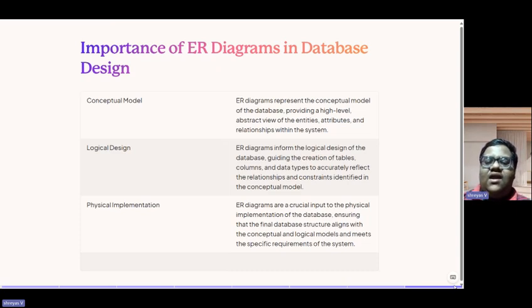Logical design. ER diagrams inform the logical design of the database, guiding the creation of tables and columns to accurately reflect the relationships and constraints identified in the conceptual model. Physical implementation. ER diagrams are a crucial input to the physical implementation of the database, ensuring the final database aligns with the conceptual and logical models.